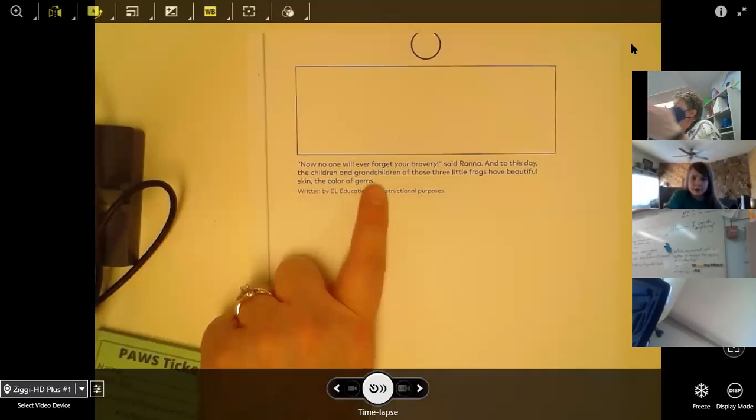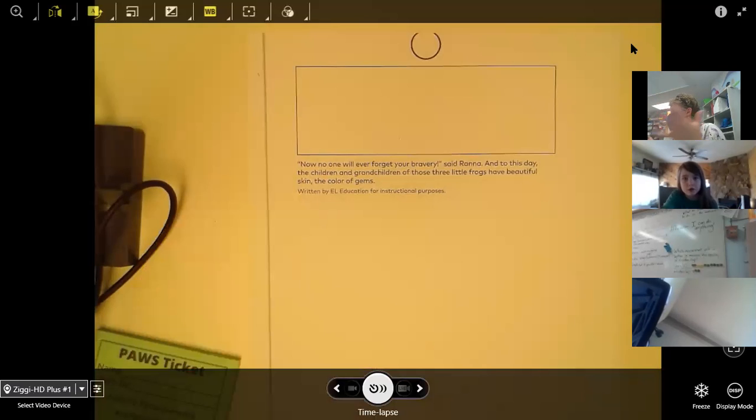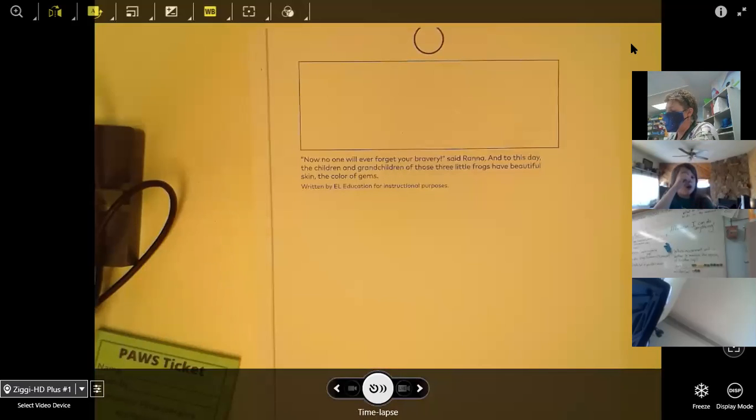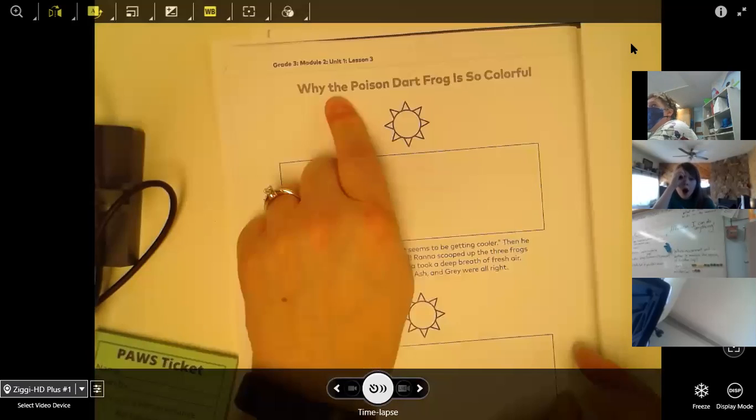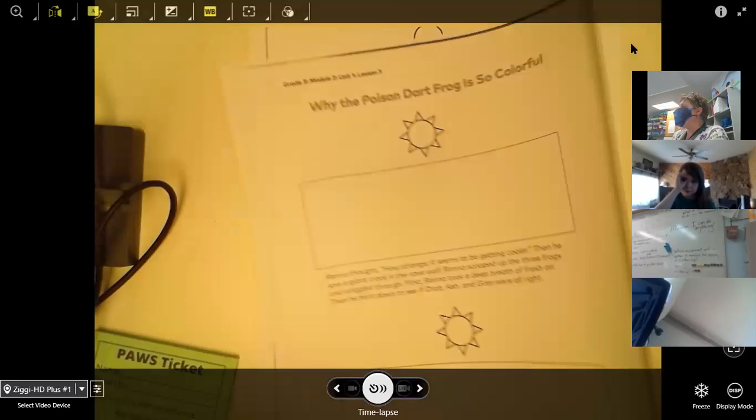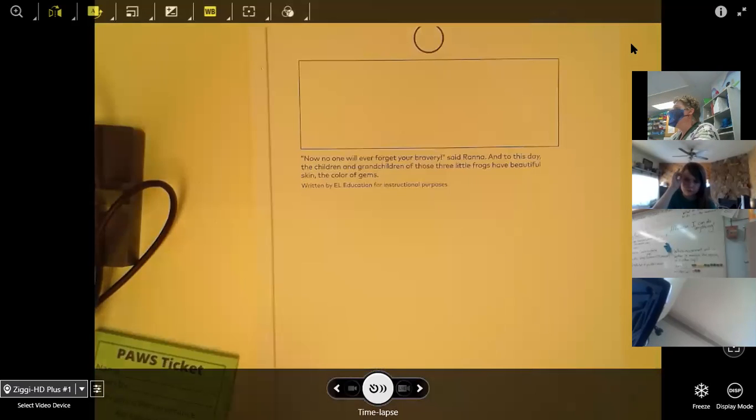And so now to this day, it says the children and grandchildren are going to be colored. Is that right? Are poison dart frogs nice and bright in color? They are, right? So this is our story, a pourquoi, telling how something happened. And if we go back to the title, it's why the poison dart frog is so colorful. Is it really about them being brave? No, which is kind of like what a moral of the story was, right? If you're brave, then you can overcome anything, or if you persevere. That's a lot of what we did for the last module, right?